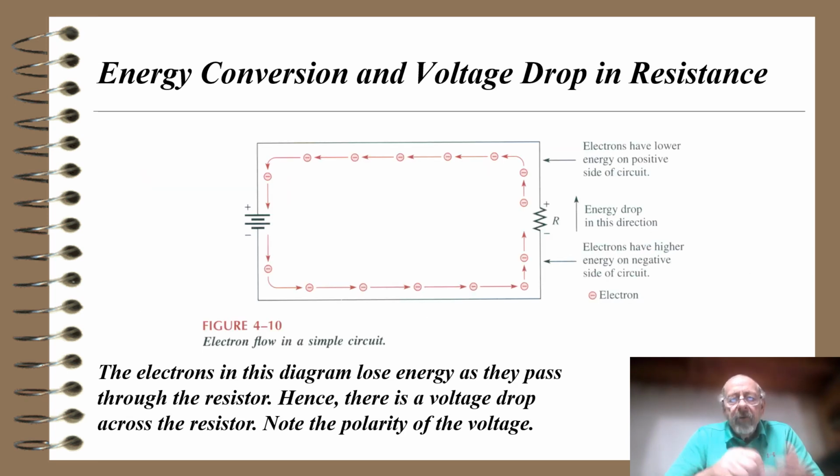So what about energy conversion and voltage drop in resistance? So in this circuit, we see the voltage source, the battery, on the left-hand side, and the load on the right-hand side. And we know the electrons move, so we show the electron flow here. As the electrons flow through the resistor, there's an energy drop going from bottom to top. The electrons have higher energy, or negative, on the negative side of the circuit. Electrons have lower energy on the positive side of the circuit. So the electrons in this diagram lose energy as they pass through the resistor. Hence there's a voltage drop across the resistor, and you want to note the polarity of the voltage across the resistor is the same as the polarity of the battery.